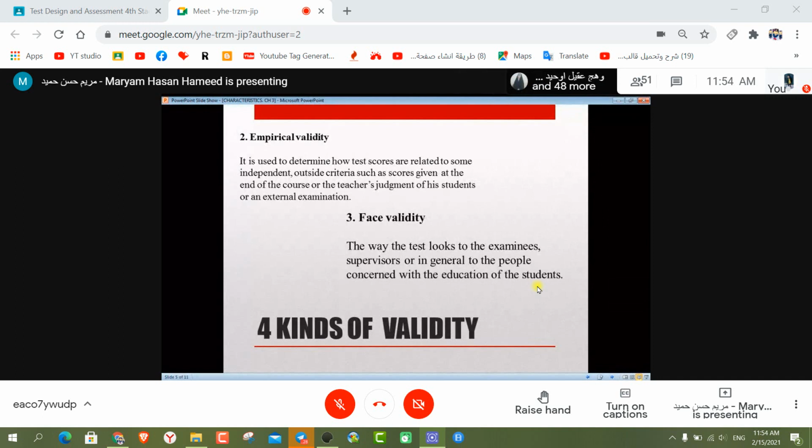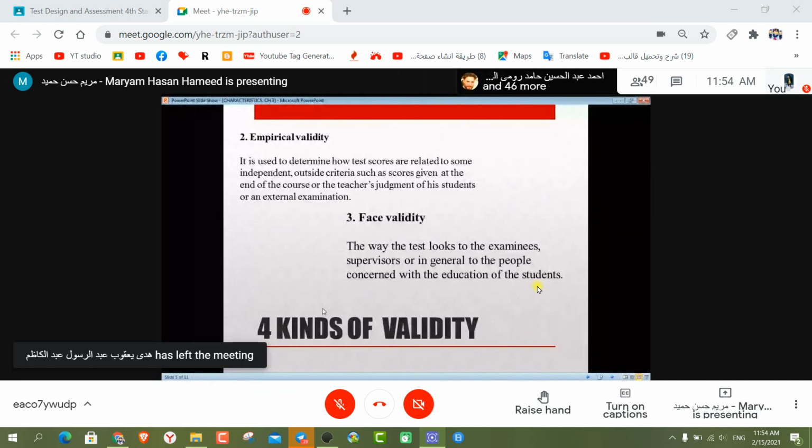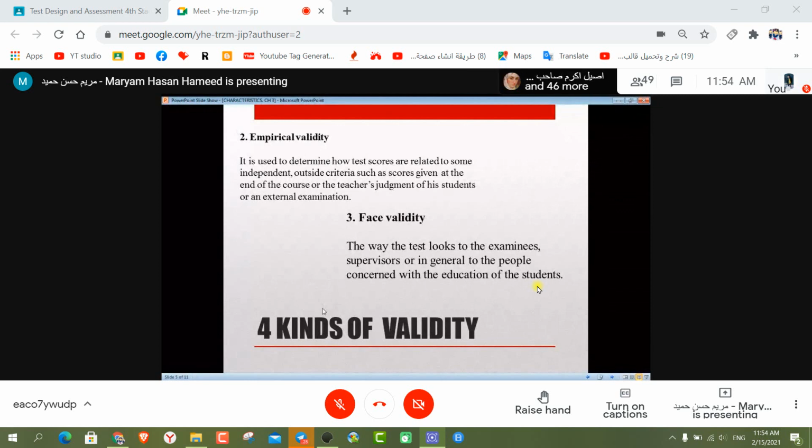The fourth one, which is the last one, concept. Could you repeat the face validity? Face validity, as I said, is the way the test looks, how your test looks to your examinees, to your supervisors. For example, the shape or the form or the style of your test. That's it.